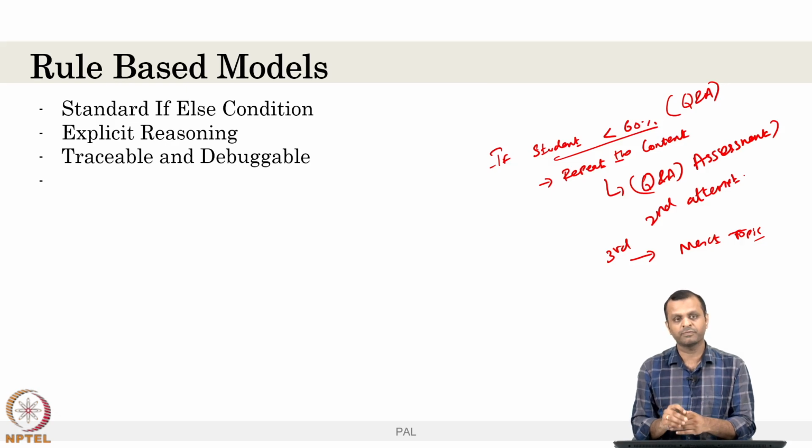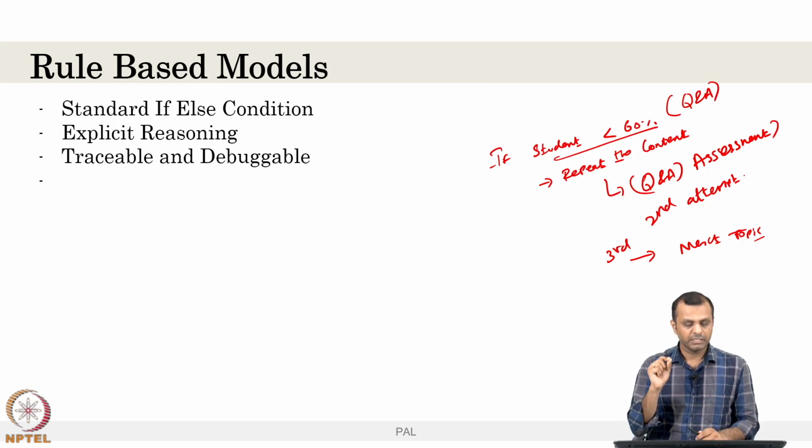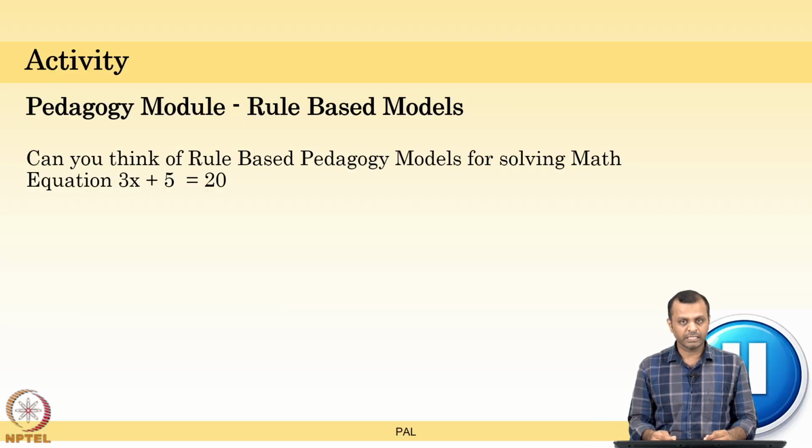That logic has to be done. The problem is that when you think of a rule-based system, we need to consider all the possible failure cases, then provide rule content. It's needed for proper explicit reasoning kind of content, where fractions and math are good, then it's easy. But a rule-based system is very traceable and fantastic to implement. So, a small activity: can you think of a rule-based pedagogy model for solving 3x plus 5 equals 20?